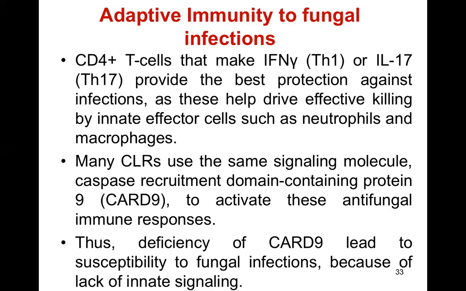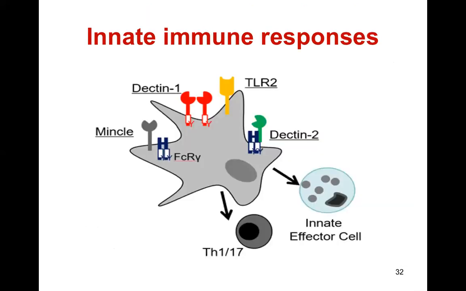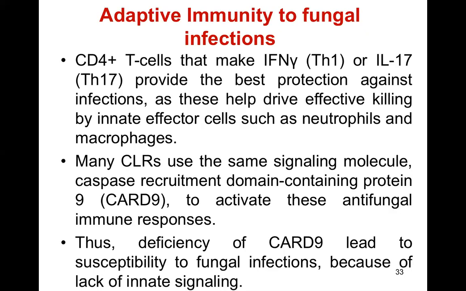So many C-lectin receptors can also be used in the signaling of this cascade of immune response to fungal infections. And in turn, they will recruit what is called CARD9, the caspase recruitment domain containing protein, and this will activate the antifungal immune response. Therefore, the deficiency of this caspase recruitment domain containing protein 9, because the C-lectin receptors were not able to activate it, would typically lead to susceptibility to fungal infection, because there would be lack of the innate signaling coming from the C-lectin receptors, indicated there, CLR. These are lectins, the molecules which would be using signals to activate the caspase pathway. And the caspase pathway can now lead to the elimination of the fungal infection.